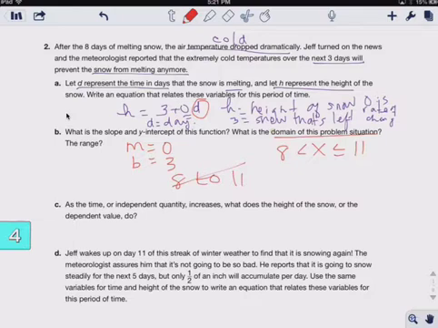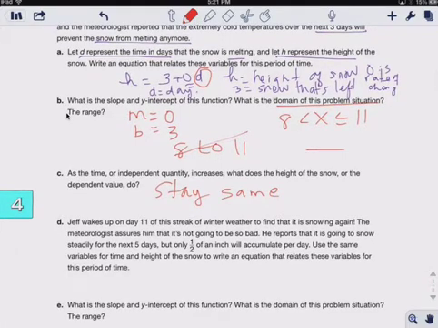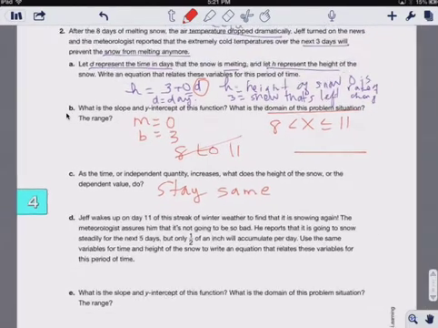As time, the independent quantity, increases as the days go by, what does the height of the snow, the dependent variable, do? Stay the same. There's no change in the height of the snow. Okay, so you know that it's that line.